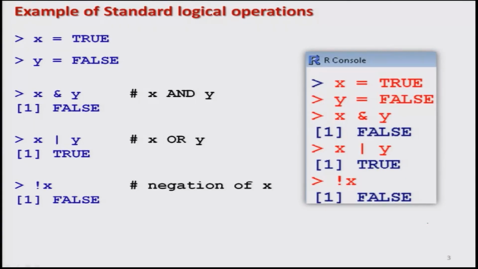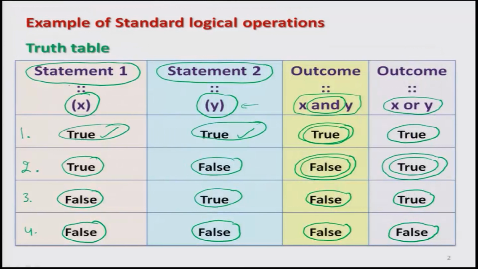So now let us try to do this in R and see whether R follows such statements or not. Suppose I define here two statements, X as TRUE and Y as, say, FALSE. Now I try to say X and Y. X and Y, as we have seen in the earlier slide, was given as FALSE.